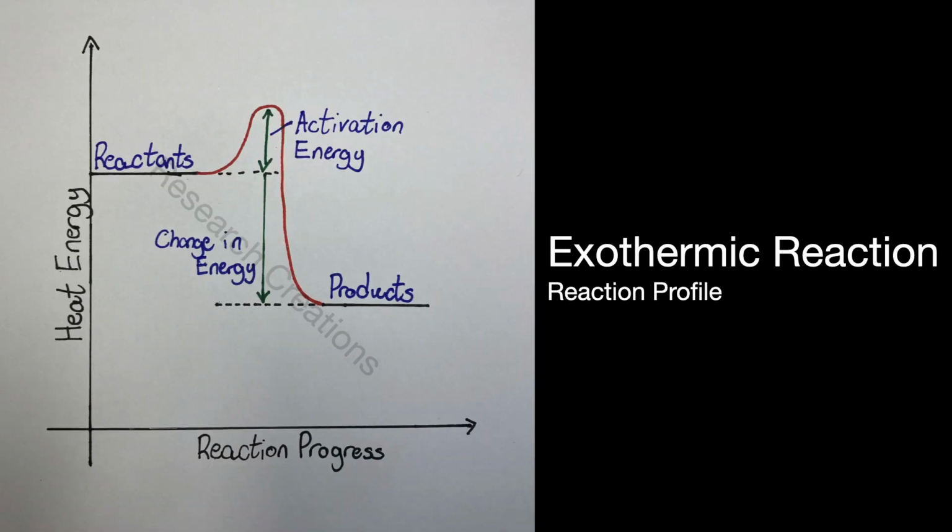A better way to represent energy changes in a chemical reaction is a reaction profile, because it includes the activation energy and starts at the energy of the reactants. Here, you can see the activation energy as the double arrow and the change in energy as the downwards arrow.